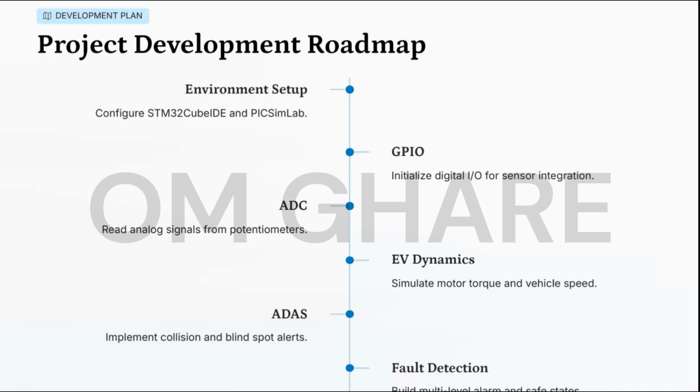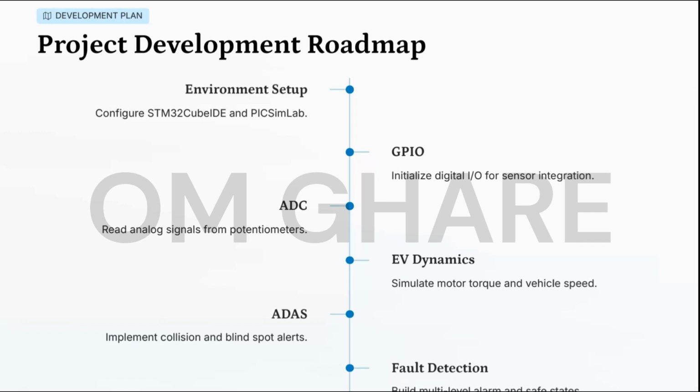Now that we have understood the overall architecture, let's look at how the project was developed step by step. I followed a structured development roadmap consisting of multiple phases where each phase built upon the previous one. The first phase was the environmental setup, where I configured the STM32CubeIDE for firmware development and PICSimLab for simulating the hardware environment. This provided a stable platform for coding and testing without requiring the physical hardware.